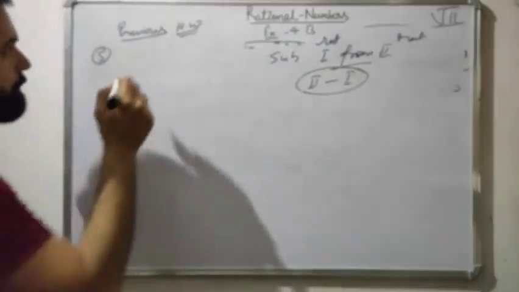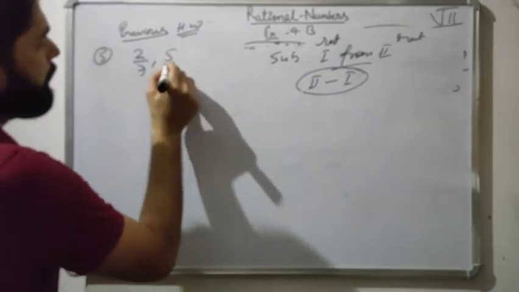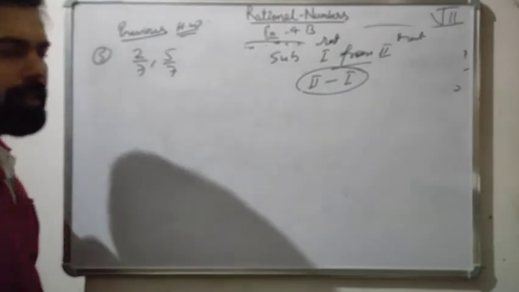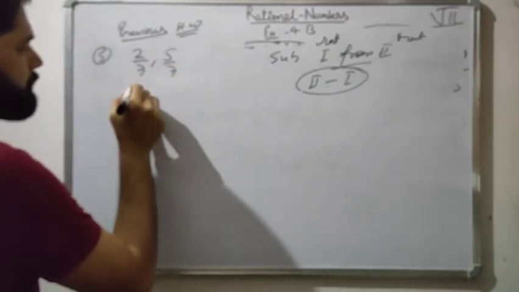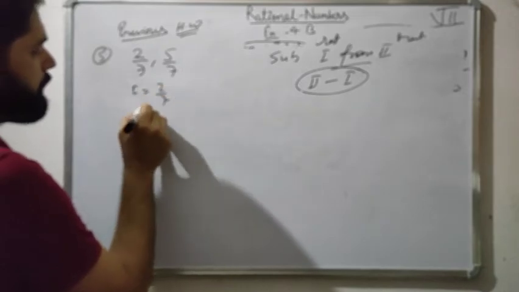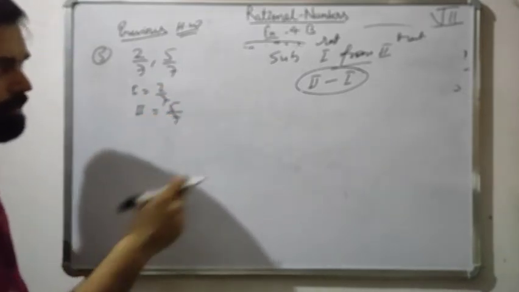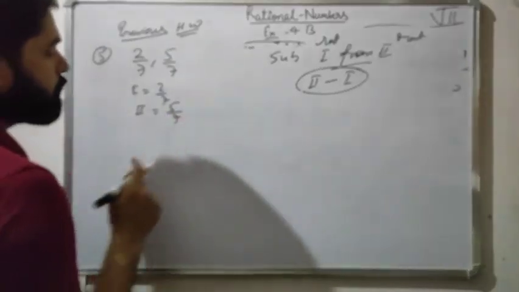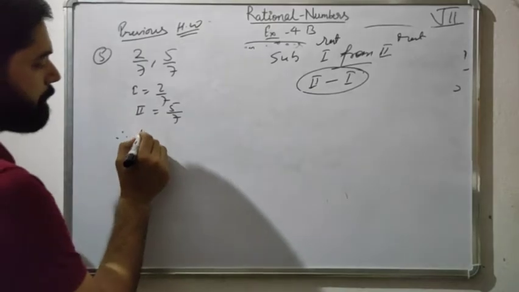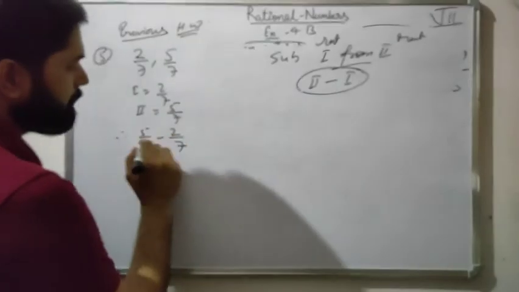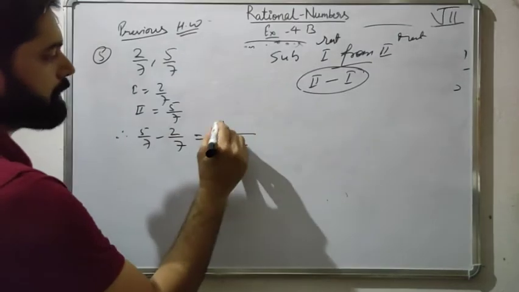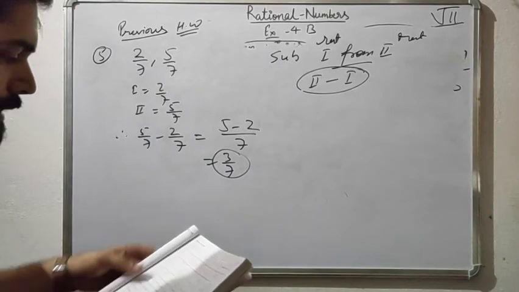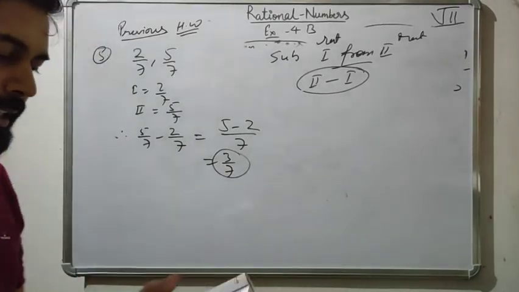Simply, what is given here? 2 upon 7 and 5 upon 7. First you match the denominator and which was the first. So first is 2 upon 7 and second will be 5 upon 7. Here you make one unique rule. Therefore 5 upon 7 minus 2 upon 7, both denominators are the same, so we write 7, then 5 minus 2, then the answer will be 3 upon 7. And if the denominators are different, then we find the LCM.